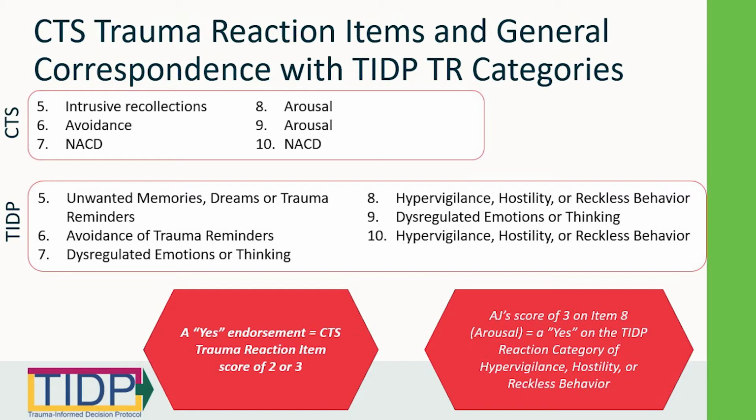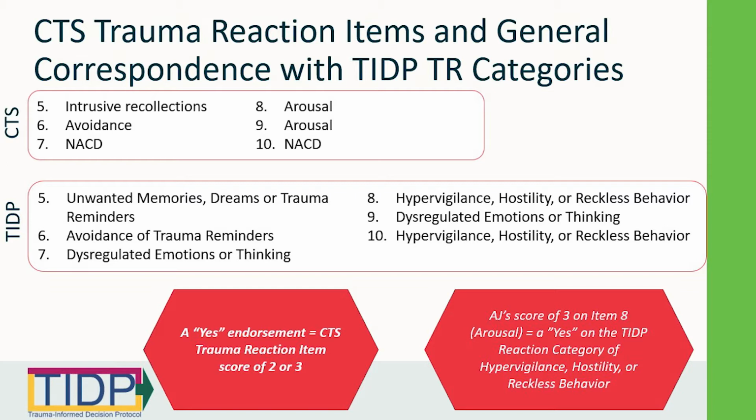Similarly, what I've done is the bottom square on this slide helps you to think about what particular items correspond to the TIDP trauma reaction categories as well. So it's a good example. The intrusive recollection item, number 5, is AJ endorsed that item in indicating that he's had some bad thoughts and memories that has occurred to him over the past 30 days.